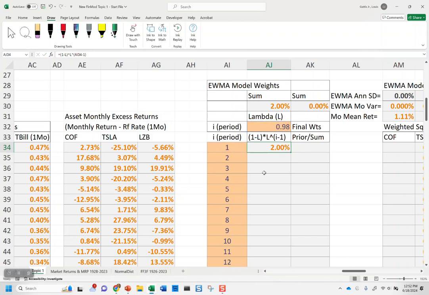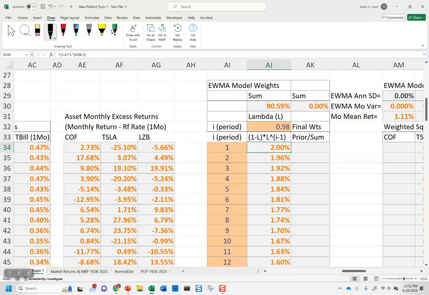I'm going to copy that down. Notice how you can think of these as weights. Notice they're getting smaller. If I graphed them, they'd be getting smaller exponentially fast. In other words, if I were to graph this column, you'd see that they go down like this. The weights go down really quickly.